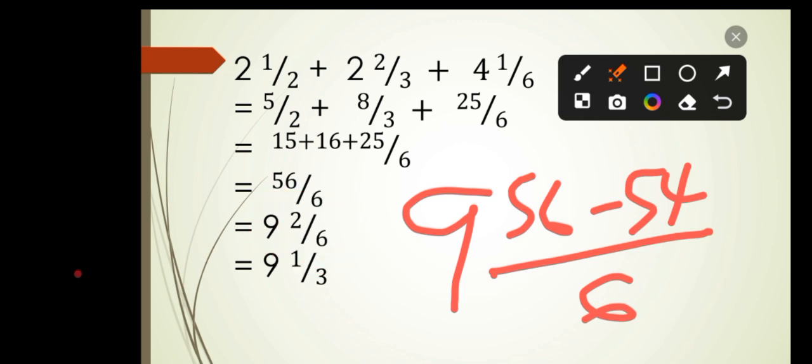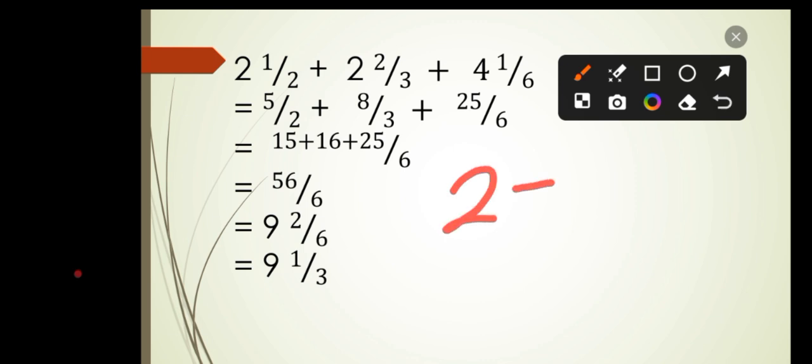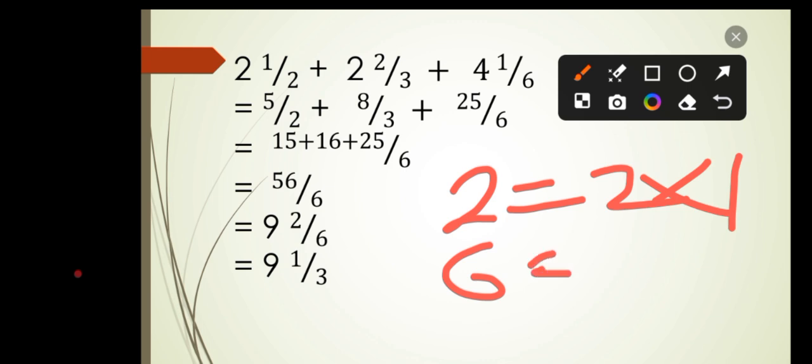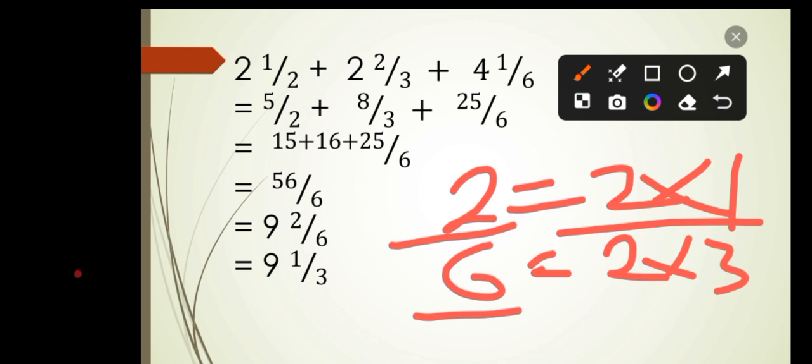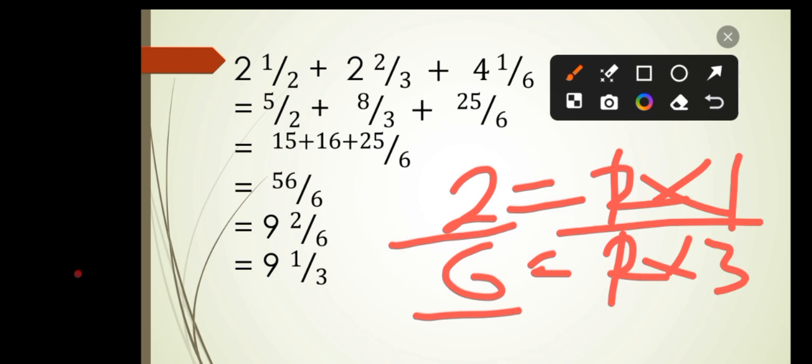But if you look at 2 over 6, there is a common factor between them. The factors of 2 are 2 times 1. The factors of 6 are 2 times 3. So the common factor between 2 and 6 is 2. It will cancel out. What do we have? We have 1 over 3. The answer now gives us 9 whole number 1 over 3.